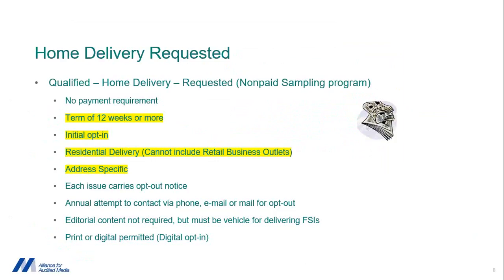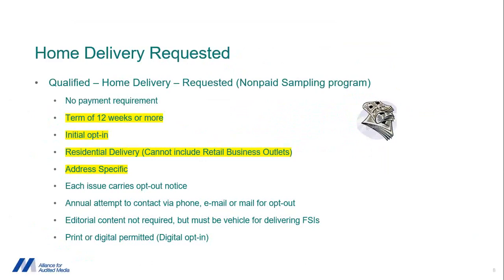The highest level of non-paid distribution a publication can have is qualified home delivery requested. Now, the consumer did not pay for the newspaper, but they did request it. The other thing to be qualified as home delivery requested, your sampling program is at least a 12-week sampling program. The consumer opted in to receive the newspaper. It's for residential only, so it's not any retail business. It's only for residential units. And you know the exact address of that consumer.